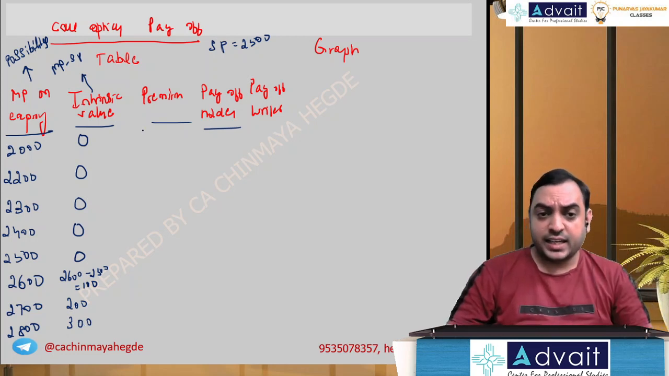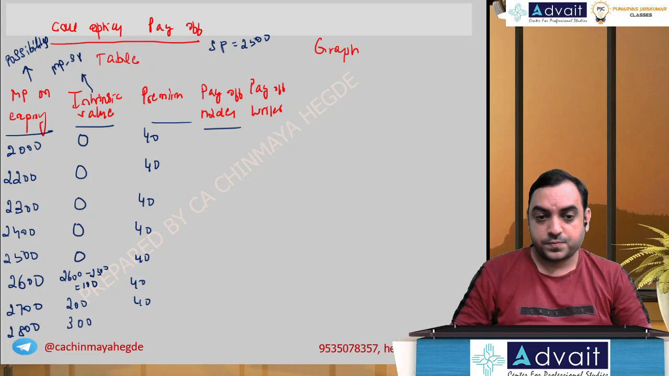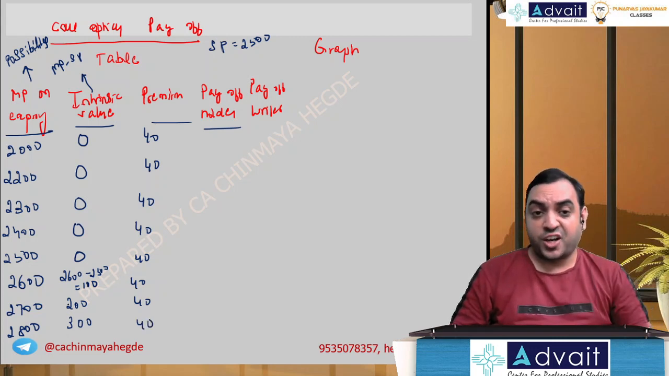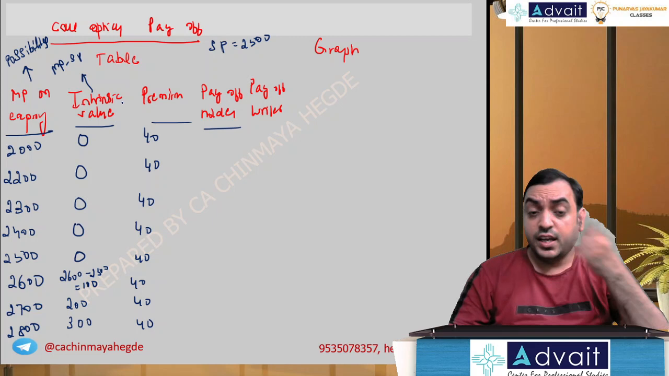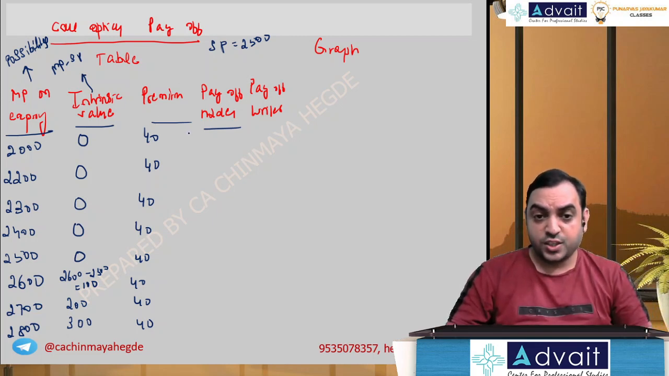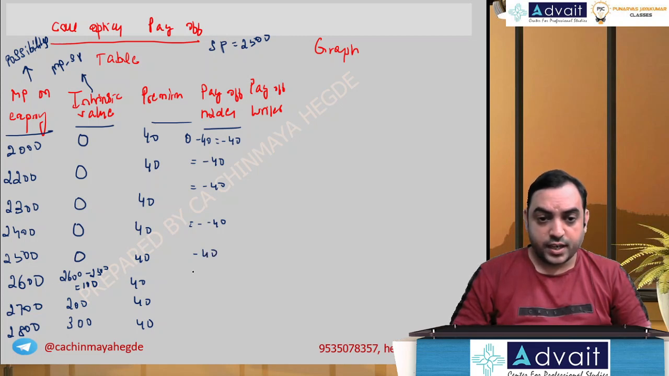Premium paid is flat. I'll take 40 rupees in all the cases. And what is the payoff now? For the holder, intrinsic value minus premium: 0 minus 40, minus 40, minus 40, minus 40, minus 40. Here you get 100 minus 40, 60. Here you get 160. Here you get 260.